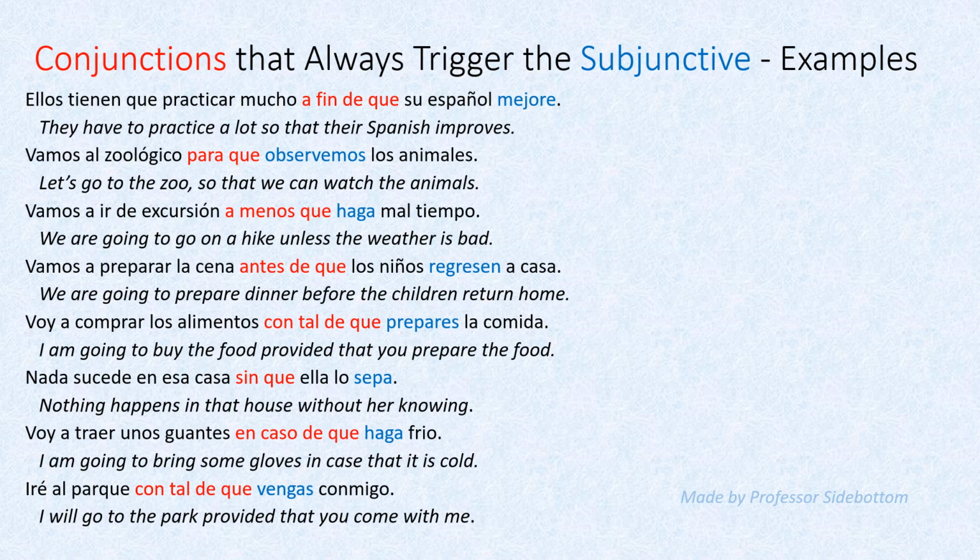Here are some examples with conjunctions that always trigger the subjunctive. Ellos tienen que practicar mucho a fin de que su español mejore. Vamos al zoológico para que observemos los animales. Vamos a ir de excursión a menos que haga mal tiempo. Vamos a preparar la cena antes de que los niños regresen a casa. Voy a comprar los alimentos con tal de que prepares la comida.